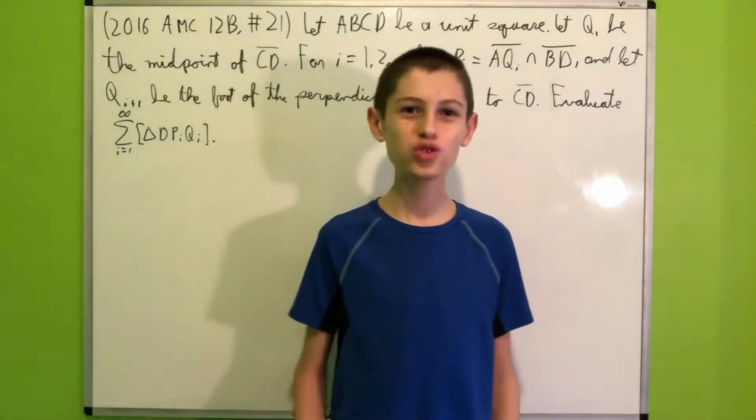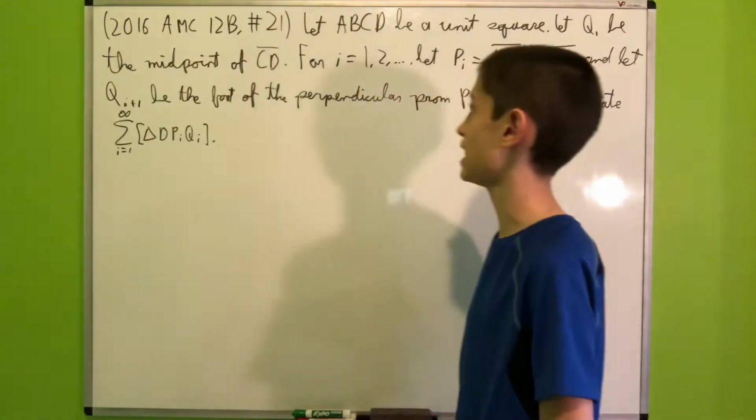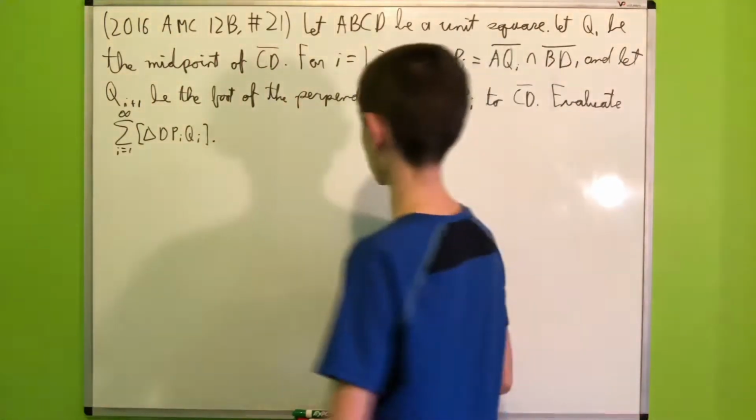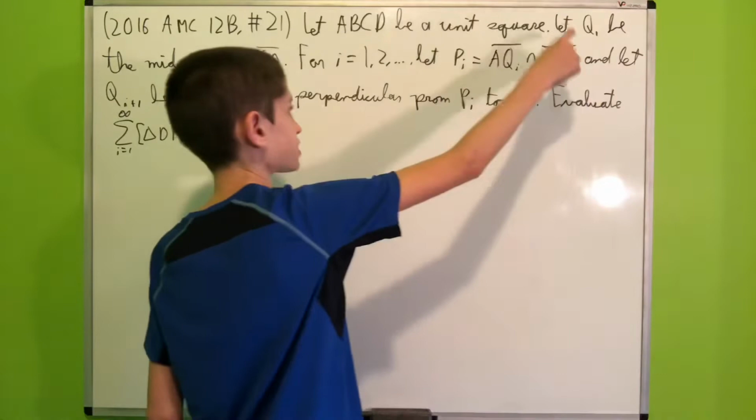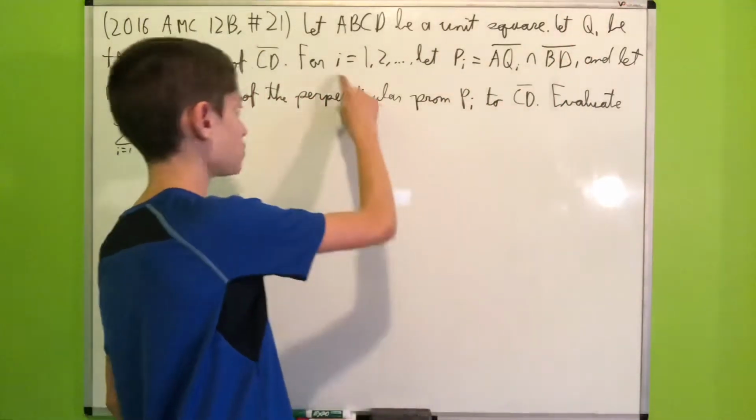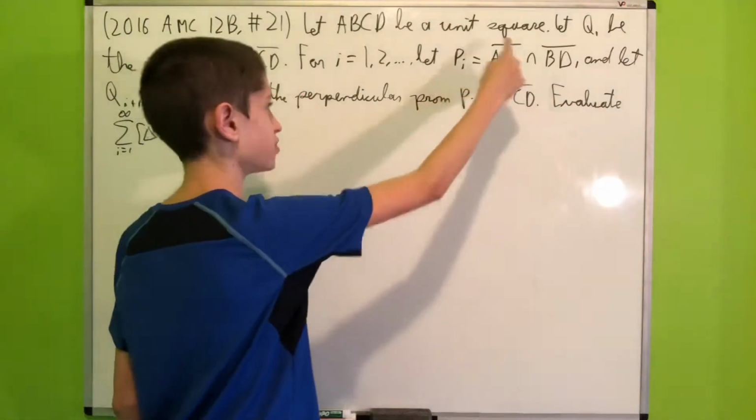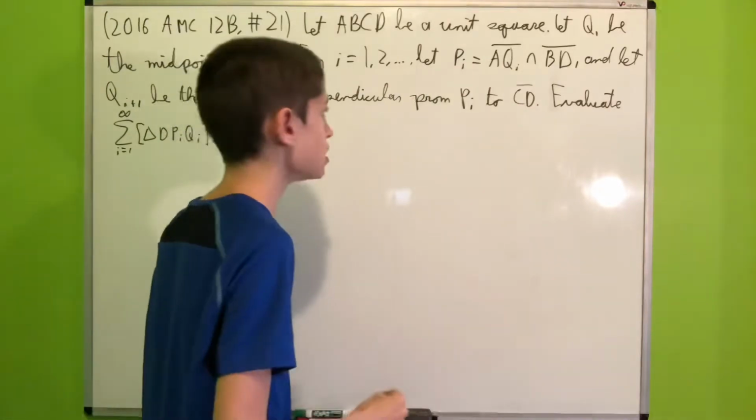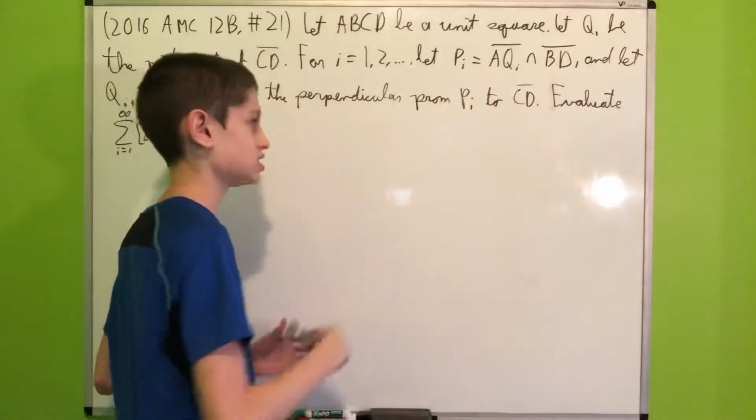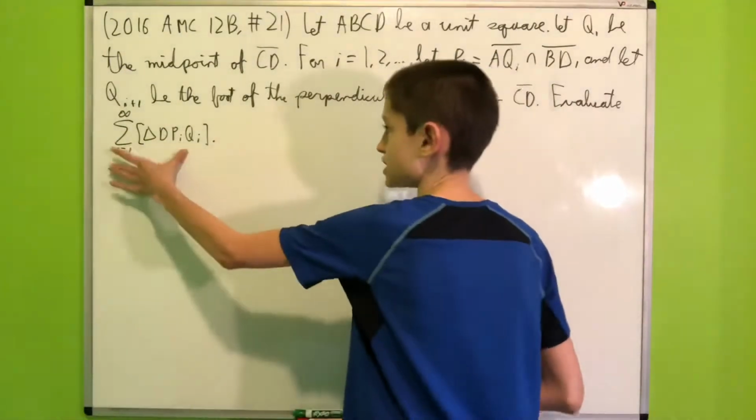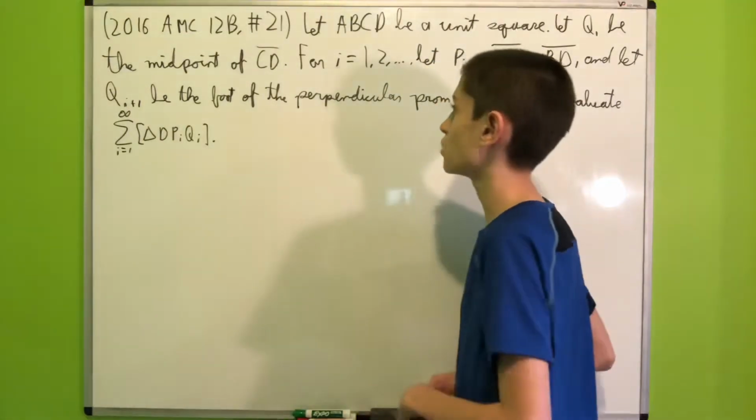Everyone! So today we will do another AMC problem, and it is problem 21 from the 2016 AMC 12B, and it goes as follows. So we have a unit square ABCD, and the midpoint of side CD is Q1. And then for i being 1 to infinity, we'll let Pi be the intersection of AQi and BD, both segments, and we'll let Qi be the foot of the perpendicular from Pi to CD, and we want to evaluate this infinite series right there. So first, it might be a good idea to start with a little drawing.